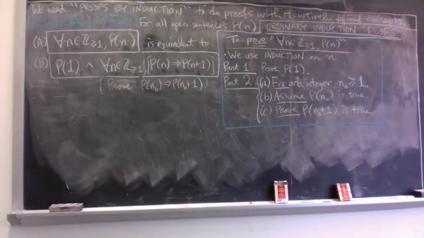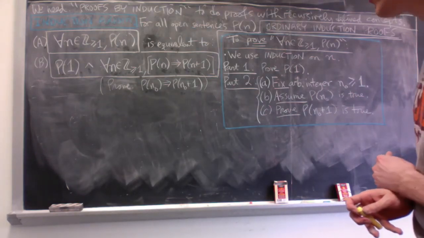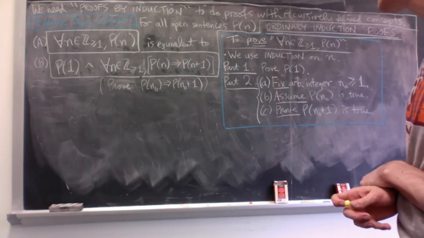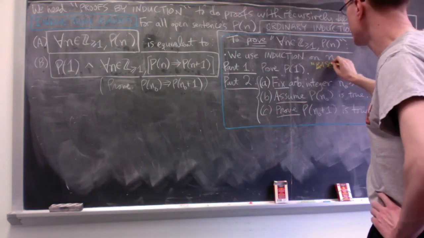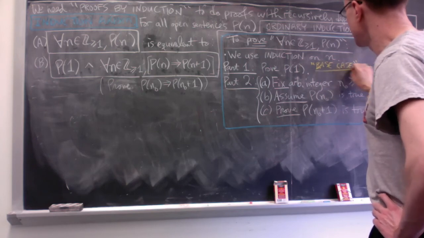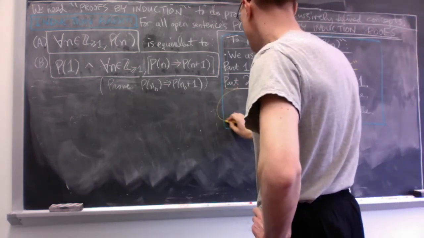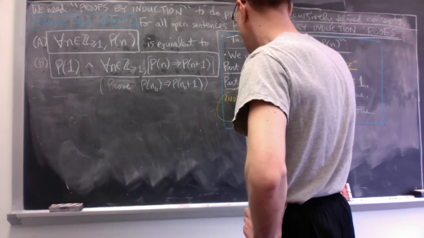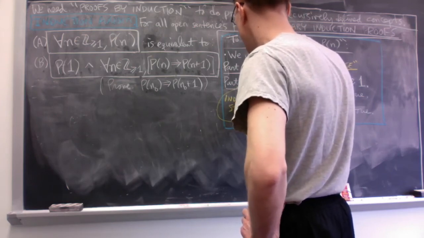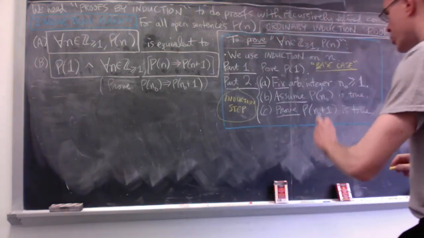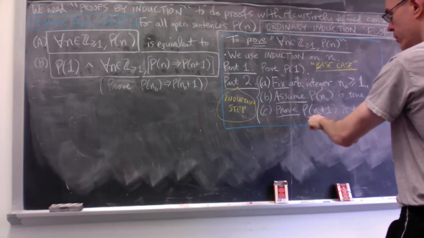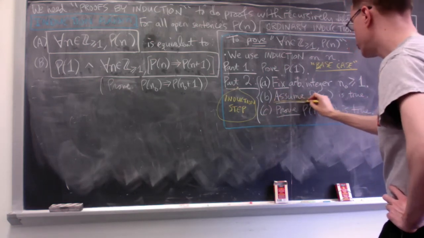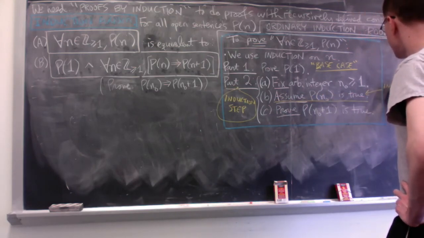All right, and there's some special terminology that gets used a lot for these proofs that might sound like the recursive definition stuff we're talking about. Part one is often called the base case of the induction proof. And part two is often called the induction step of the proof, where you're going from one value of n, P of n naught, you're assuming that one and proving the next one. This assumption that you make in the induction step is called the induction hypothesis.